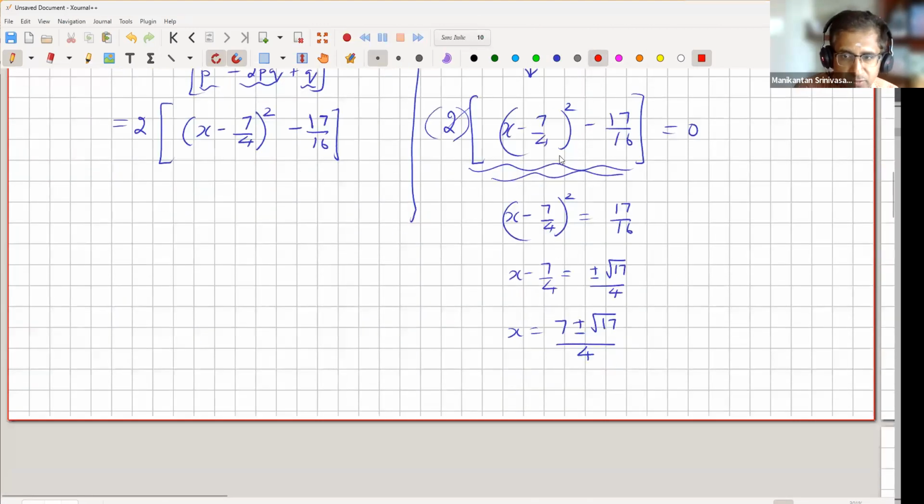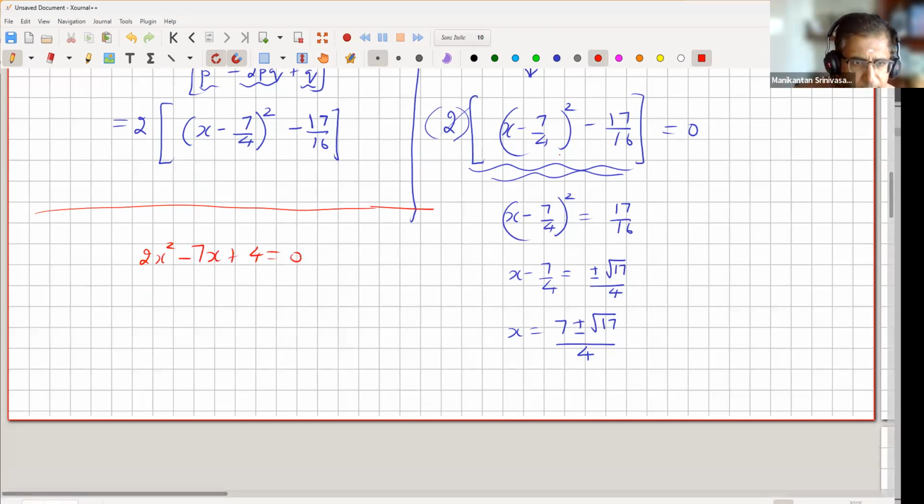2x squared minus 7x plus 4, right? So suppose I didn't want to do all this completing the square. If I just want to apply the quadratic formula, so what will it be? Let me just recap the formula. It's the roots, right? The roots are, which means x equal to minus b plus or minus root of b square minus 4ac whole upon 2a. You guys recall this, right?